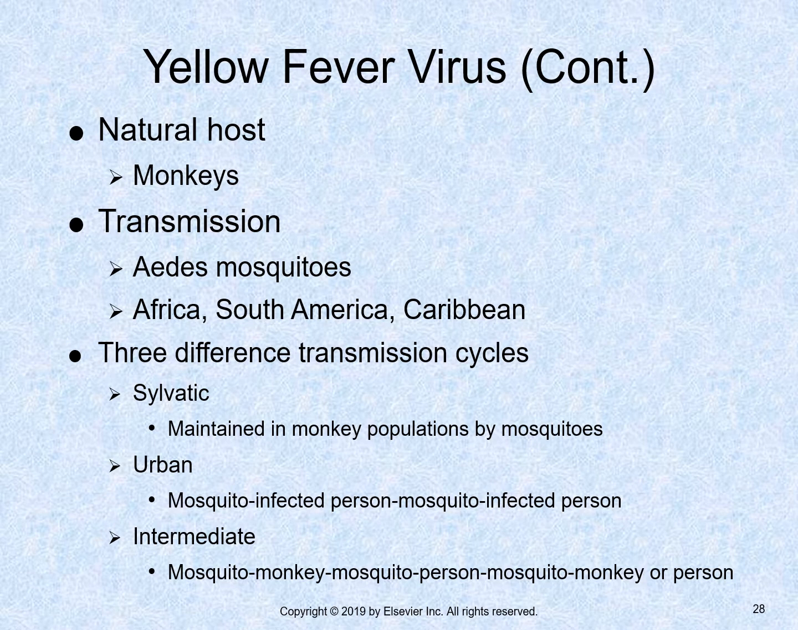The urban cycle occurs in larger towns and cities when infected mosquitoes transmit the infection to humans. Because infected humans can continue transmission when bitten by uninfected mosquitoes, large outbreaks can occur from a single case of yellow fever.